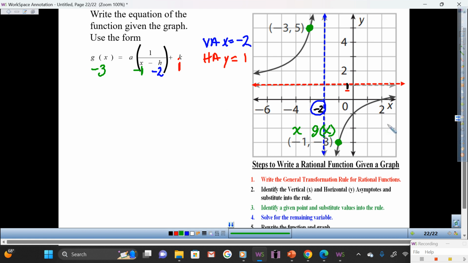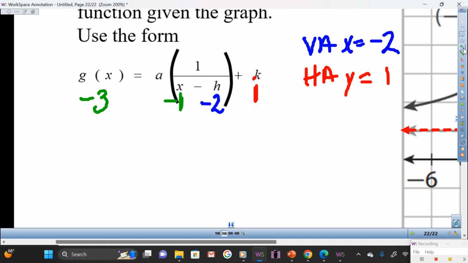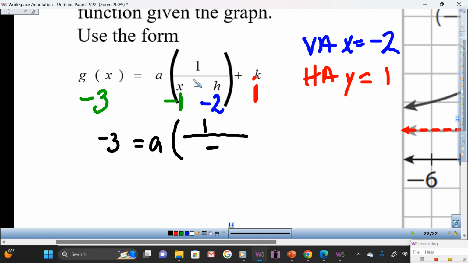So let me zoom in to that portion. Here we go. So let me rewrite this. So I got -3 equals a 1 over my negative sign, which is this one. And what did we substitute for x? We substituted -1. What did we substitute for h? Negative 2. And all of that plus 1.